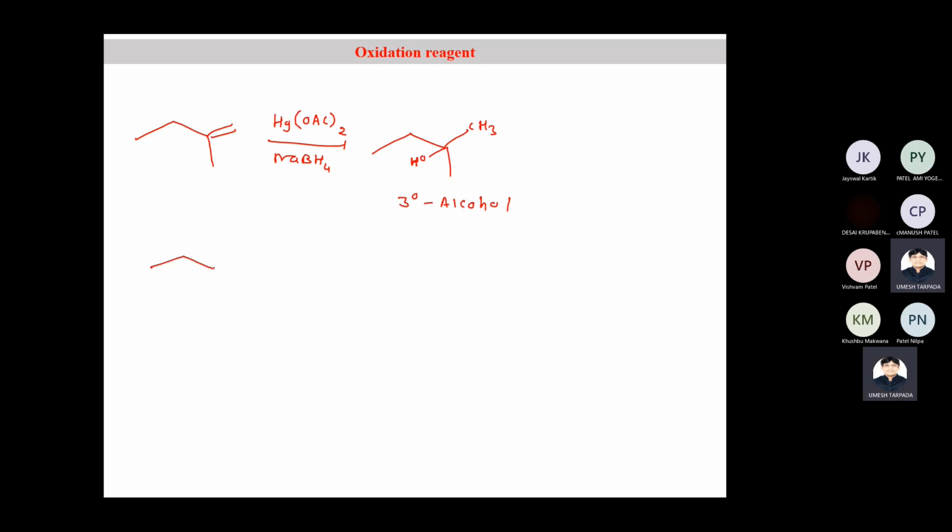Suppose this type of alkene is there, then what happens? You can use the same reagent, then you can have a primary alcohol. Sorry, secondary alcohol. A primary alcohol product is not obtained at all. This type of example has also been asked once in NET.